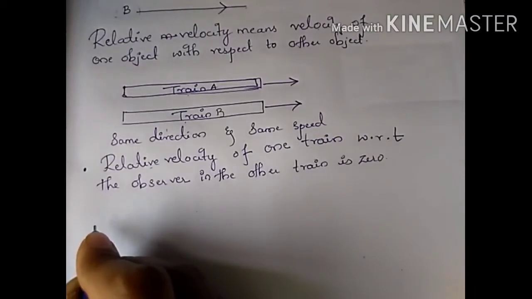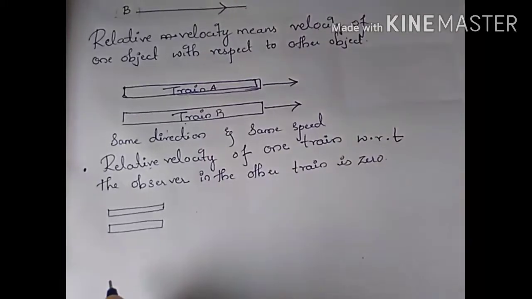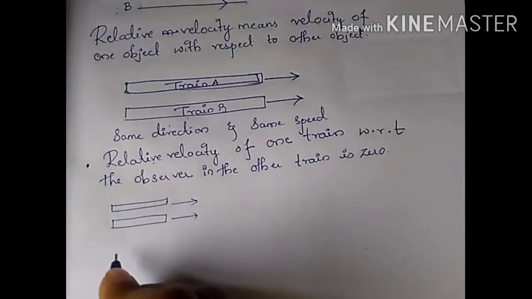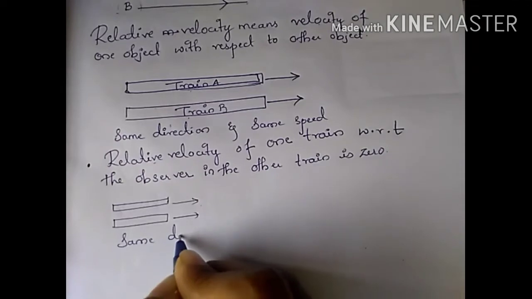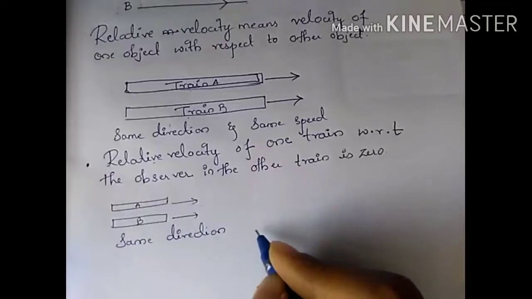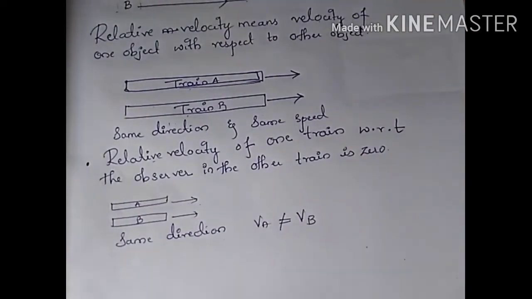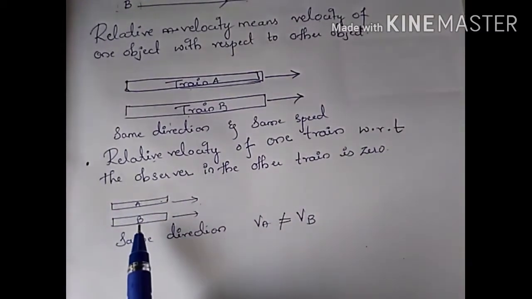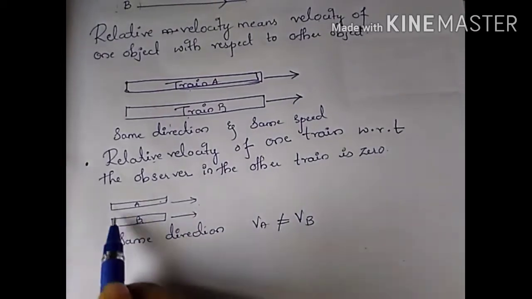So next, again there are two trains, train A and train B. These two are moving in the same direction, but here the velocities are not equal. So moving in same direction, but the velocity of train A is not equal to velocity of train B. In that case, the relative velocity of one train with respect to an observer in the other train is smaller than its velocity with respect to ground.